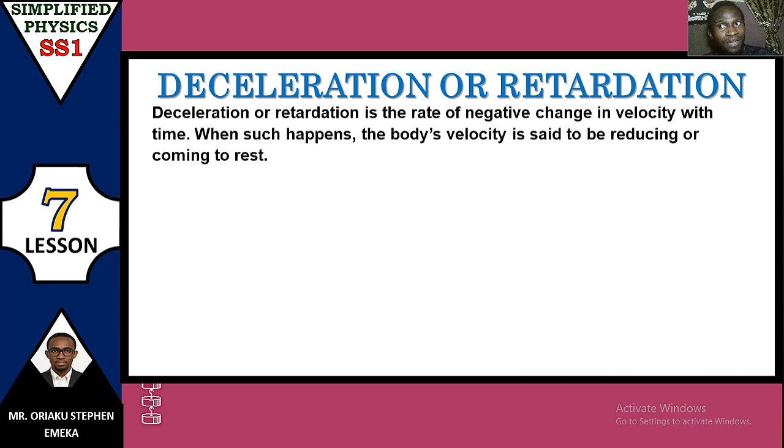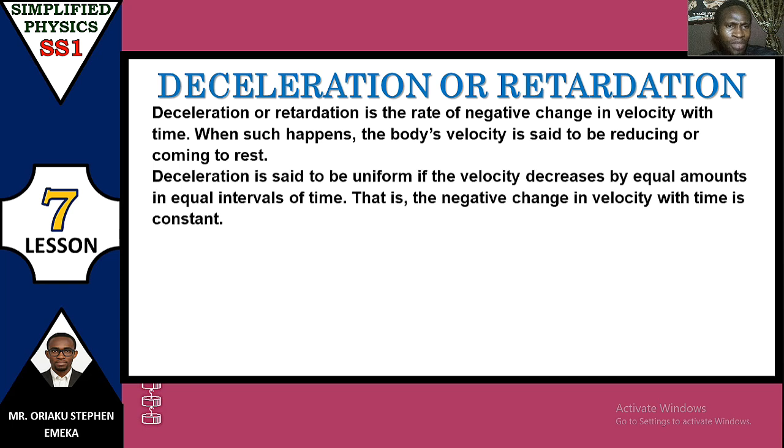Accelerator. The accelerator changes the velocity. Now if you want to reduce the speed, you step on the what? Brake. So brake brings about deceleration, accelerator brings about what? Acceleration. So deceleration is said to be uniform, just as we have talked about, when the velocity decreases by equal amount in equal time interval.